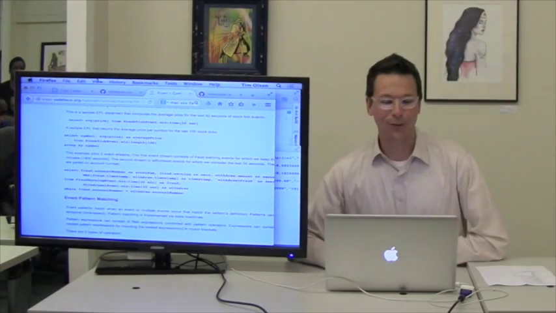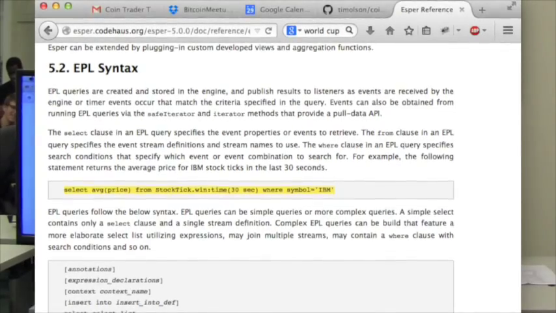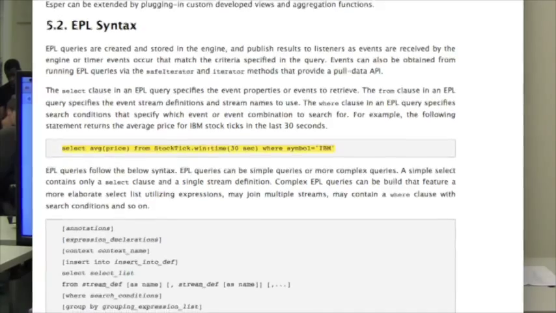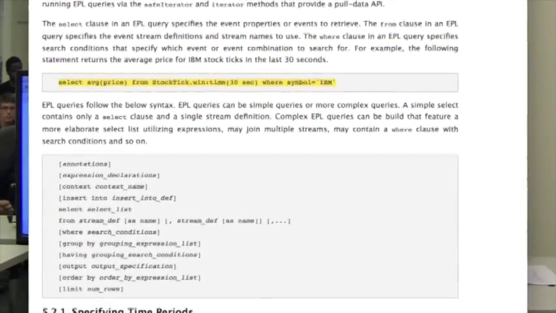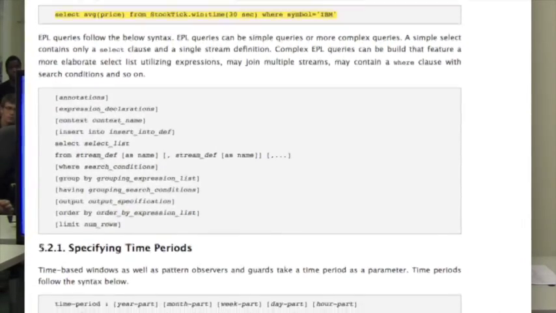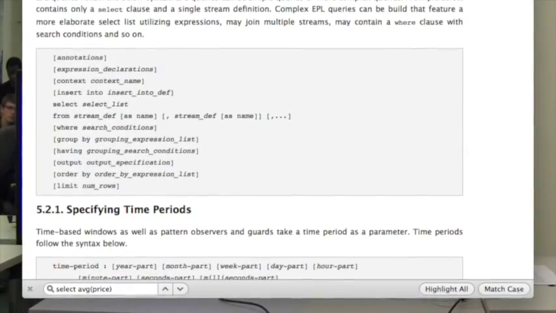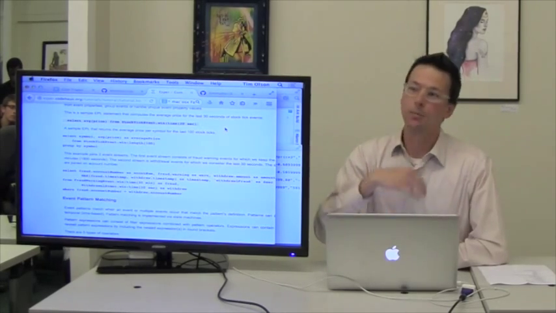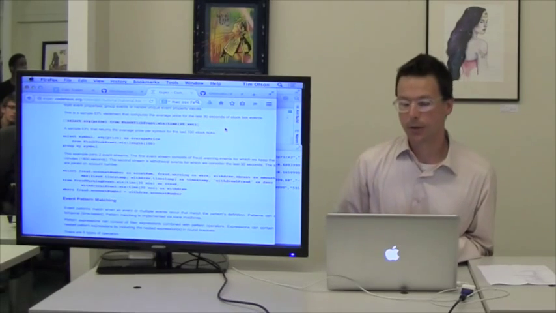So Esper, codehaus.org. If you haven't seen it, I think you should check it out anyway. It lets you do things like this. It kind of looks like SQL, but when they say they're selecting the average price from a stock tick event with a 30-second time window, that is getting triggered every time a new trade event, stock tick event in this case, gets published into the Esper engine. This statement immediately gets updated, recalculates, and will trigger your code.